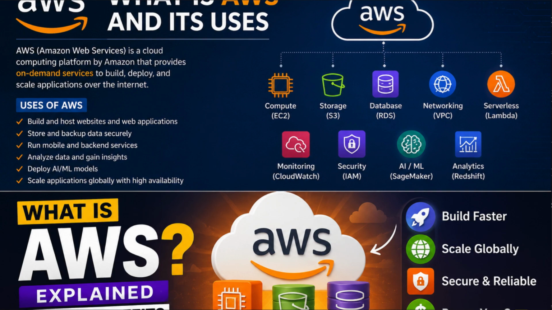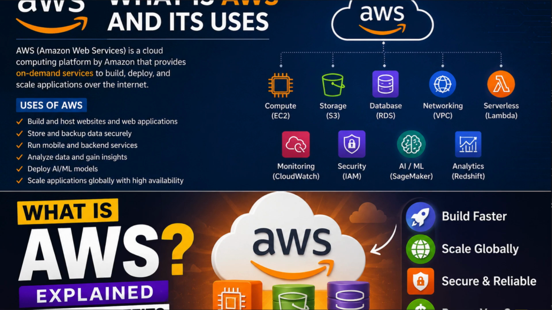And what is the use of AWS? Main uses of AWS are hosting websites and web apps, cloud storage and backups. Another one is running mobile apps and APIs, database management, AI and machine learning, video streaming and gaming servers, cybersecurity and monitoring, scalable business applications.